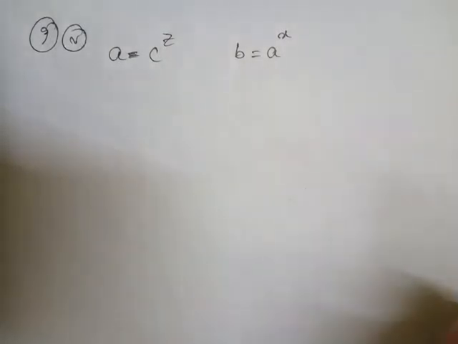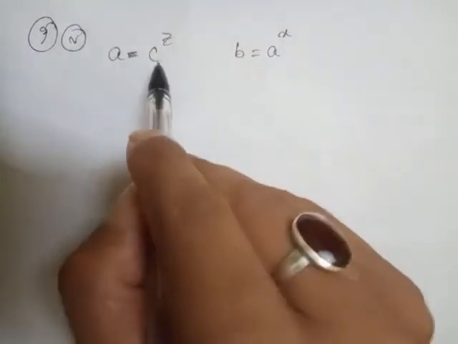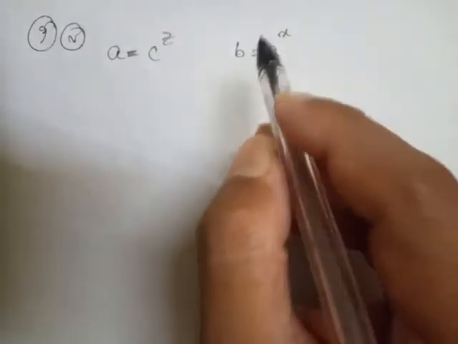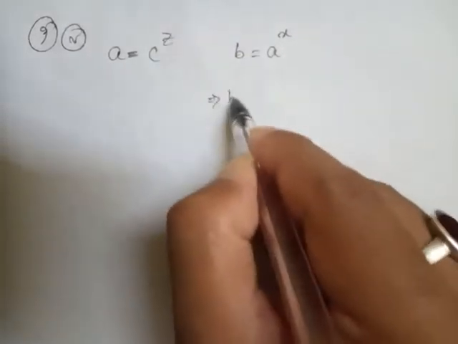So here students, there is value of a equal to c to the power z. So in place of a, I may take here c to the power z, and in place of b will be here.